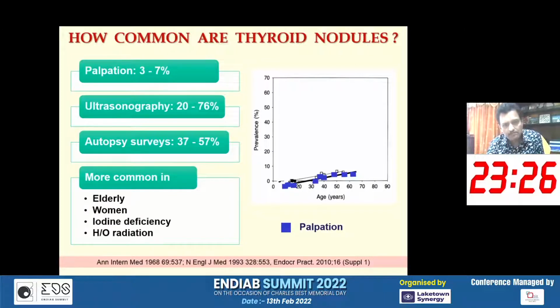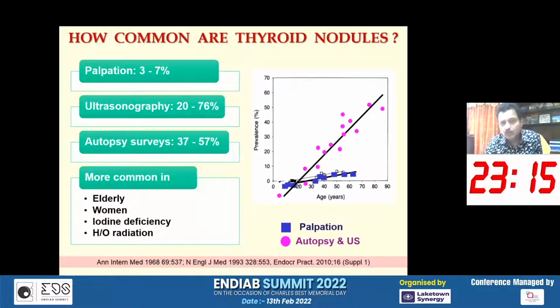Coming to the ultrasound and autopsy findings, it means that if you look more closely, more intensely, you will find that the prevalence goes up to 50 to 70%. And the prevalence increases with advancement of age. So the prevalence is roughly 3 to 7% if you go for palpation, and if you do an ultrasonography, it may go up to the level of 70%. So it is quite a common disease, though we miss it, and there are many nodules which are very, very small and can possibly be evaluated only by ultrasonography, and possibly they will not require much attention.